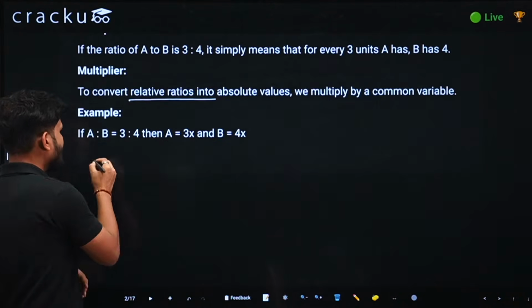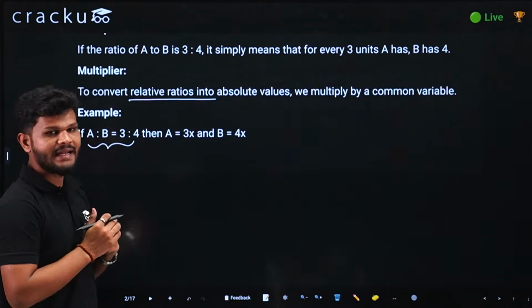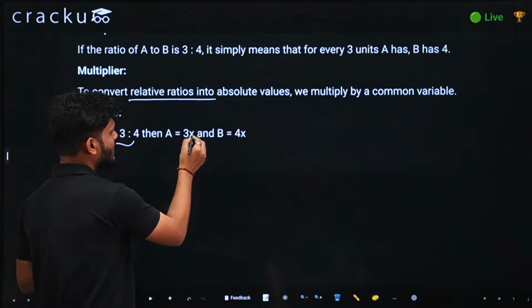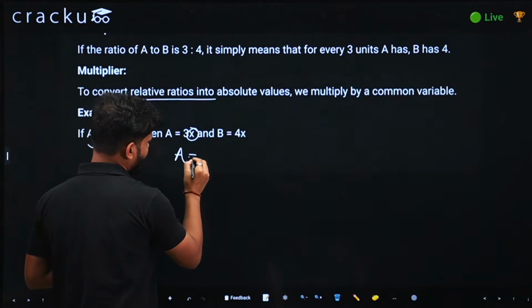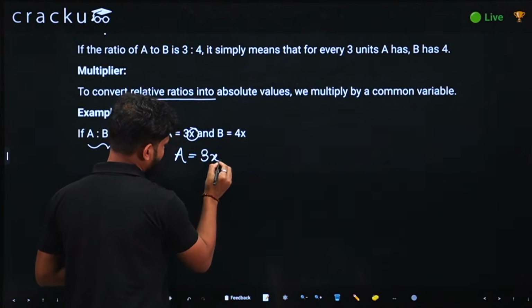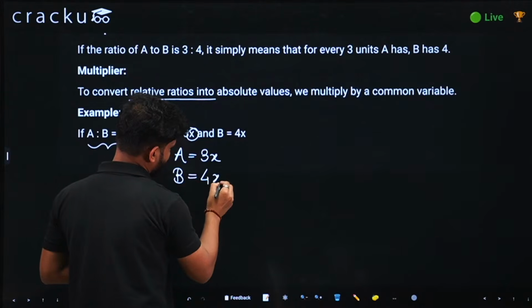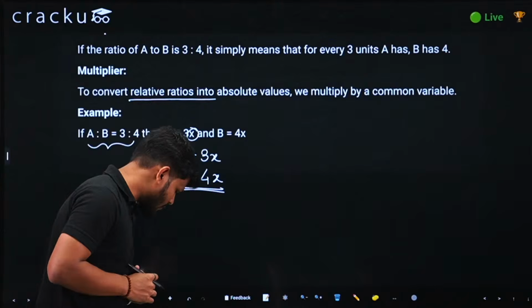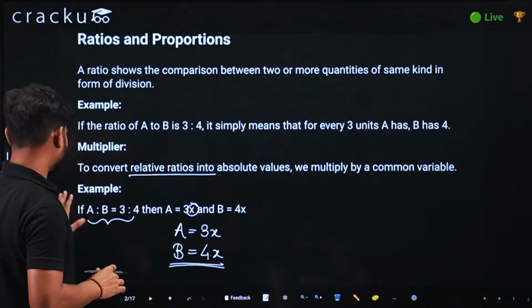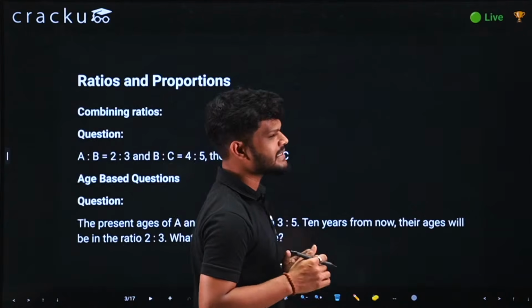Let us say the ratio of A is to B is 3 is to 4. Then how would you find the absolute values? You will assume a variable, let us say x. So you will say the absolute value of A is 3x, and the absolute value of B is 4x. This is how you can convert the ratio into absolute values. Okay, this is about the basics of ratio. Let us go forward and see some question types.